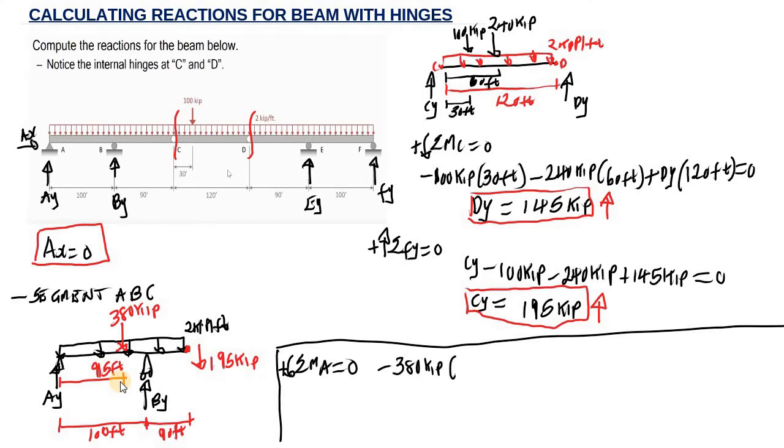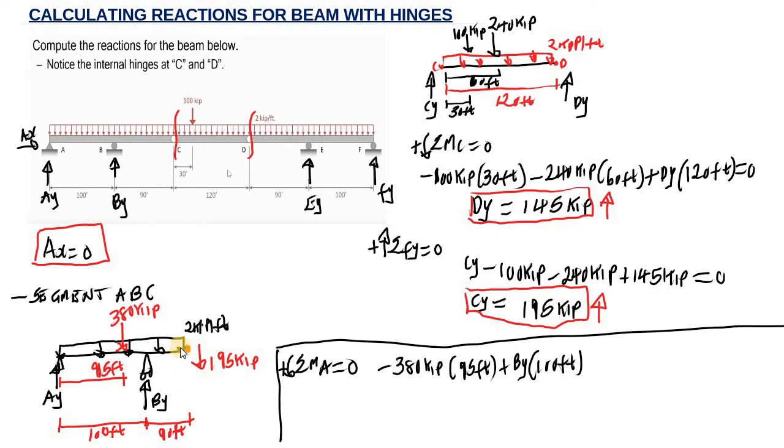Then multiply by the distance. What is the distance? The distance is 95 feet, as you can see. So this is multiplied by 95 feet. Then we have BY. BY is acting upward. If you apply this on this beam relative to point A, it is going to try to rotate this beam in the counterclockwise direction. So this is positive BY. Then multiply by the distance. The distance is going to be 100 feet, as you can see, 100 feet from point A. So this is multiplied by 100 feet. Then we have 195 kip, and this is acting downward.